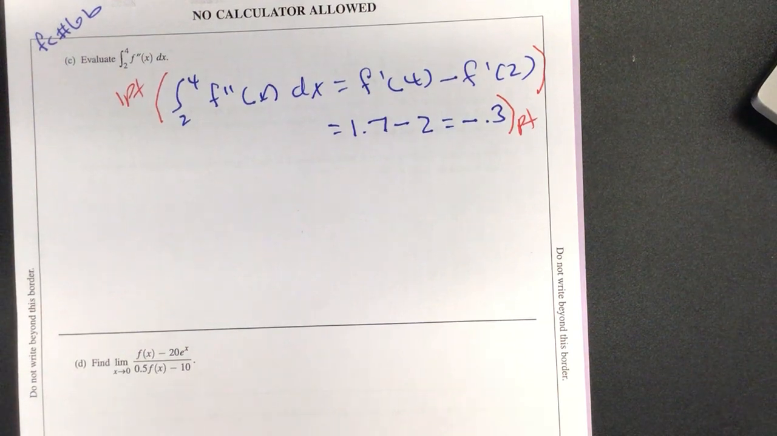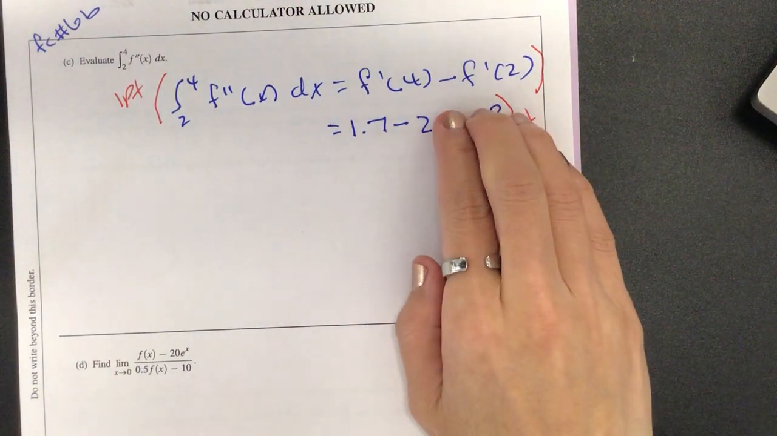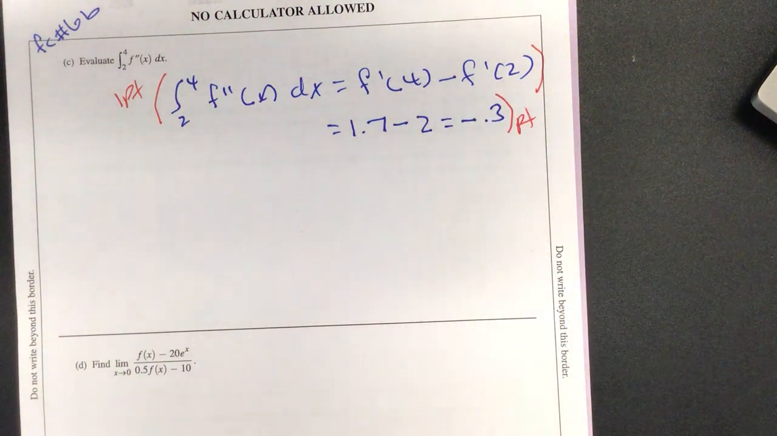So if you're having a little brain fart, and you choose not to get negative 0.3, it is okay. Okay, go ahead and tally raw and potential real quick. And let's go on to part D.